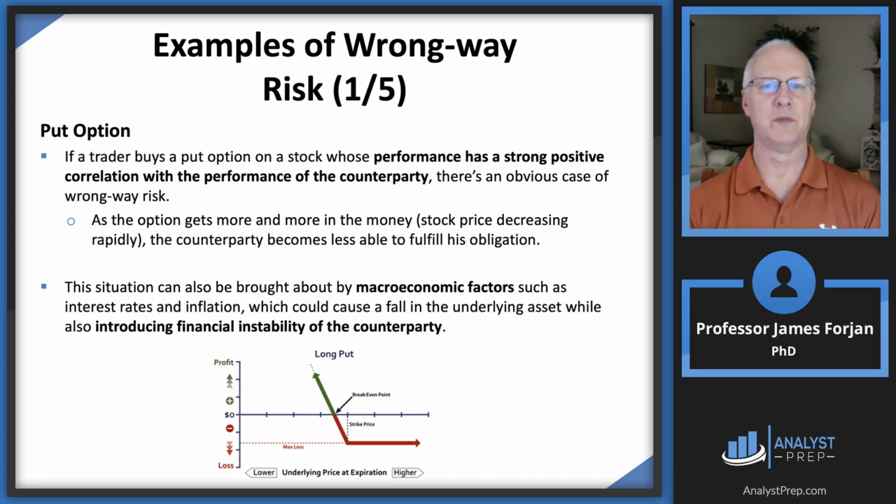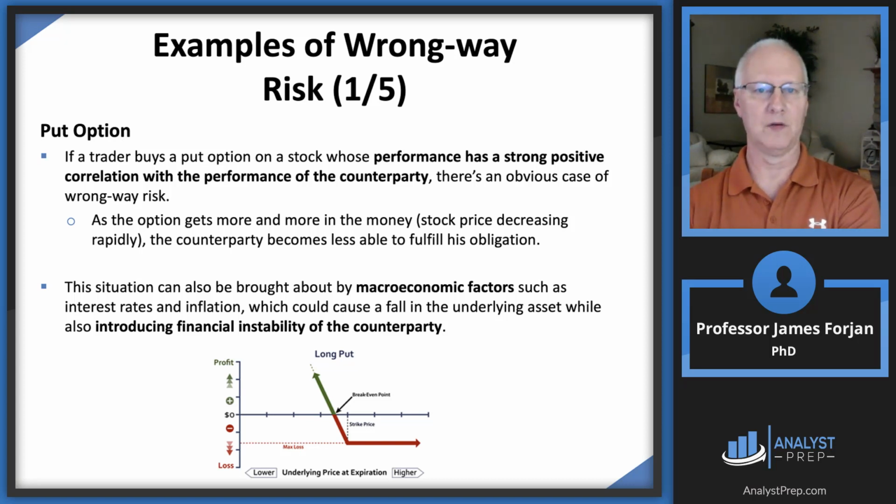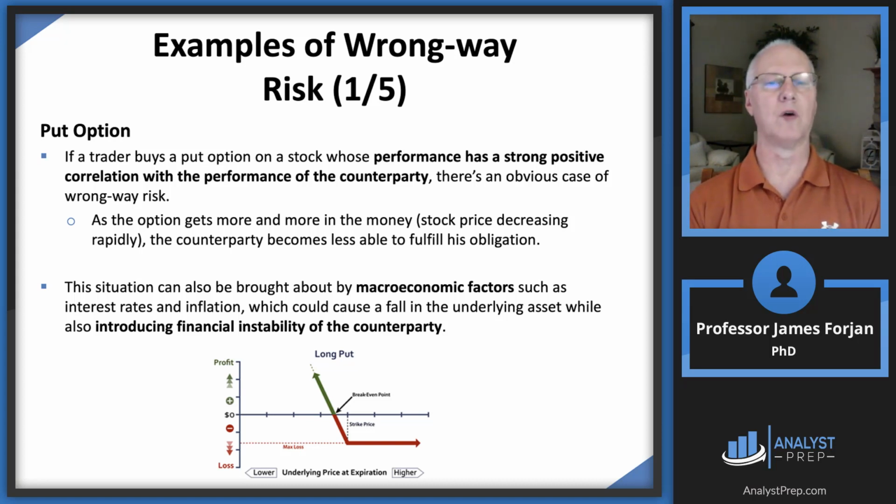All right, let's take a look at some examples of wrong way risk. And this is pretty much what the chapter does for you in the first couple of pages. How about a put option as an example of wrong way risk? So this is what we do. We buy a put option. And remember, when we buy a put option, we benefit when the price falls. And so what happens if the underlying stock on which that put option is written is a function of the performance of the counterparty? This should be an obvious case of wrong way risk.